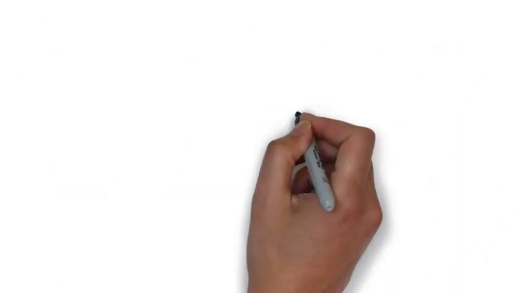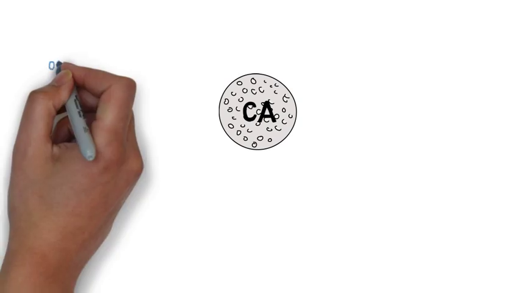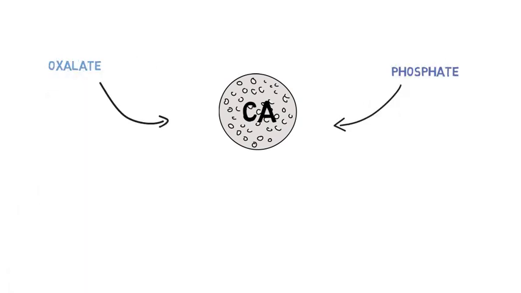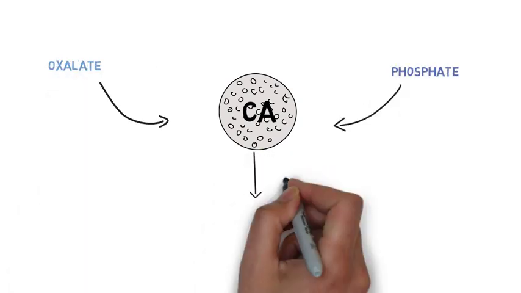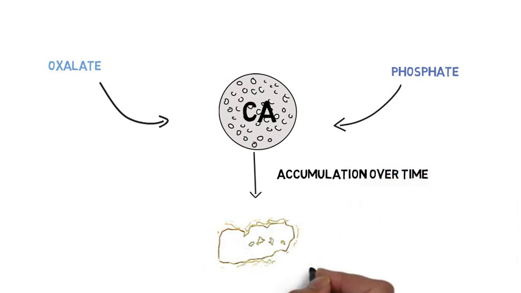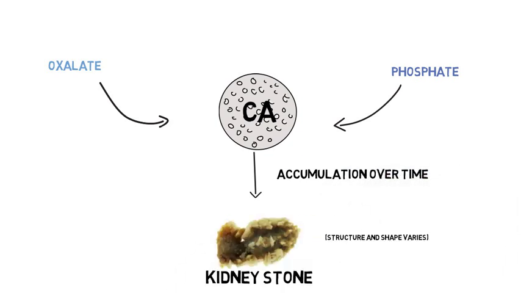Calcium can then combine with other substances and then begin to build up, stick together, and accumulate in our urine. Over time, the accumulation will be large enough to form a stone. And voila, here's our kidney stone.